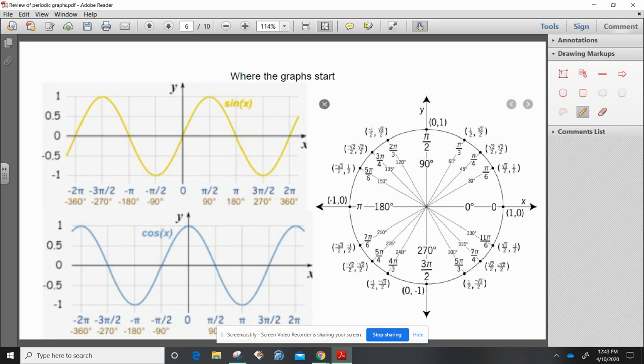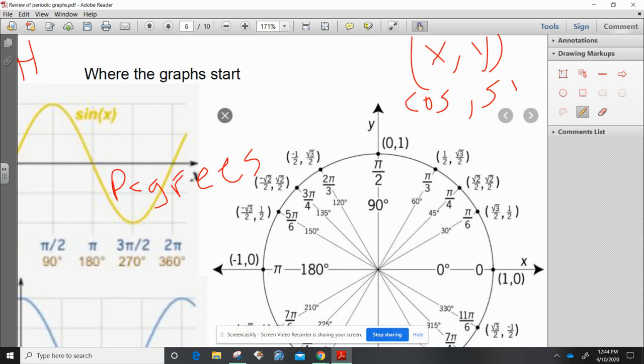Now, where these graphs come from. What you think about when you're looking at these graphs, the x coordinate is degrees. So if I was talking about my sine, and this y is going to be the ratio of the opposite divided by the hypotenuse. So if I look at my unit circle off to the right here, remember it's x comma y, or cosine comma sine.